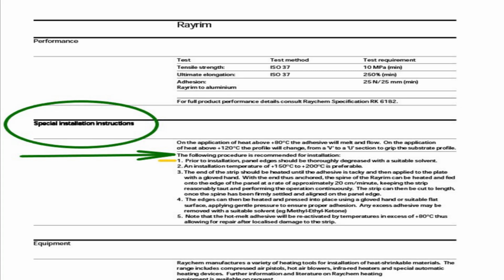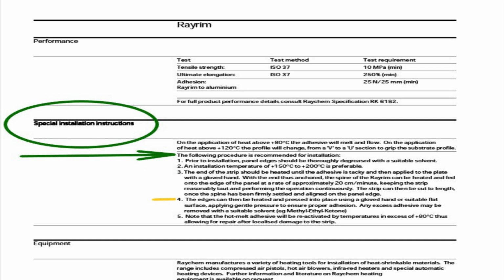1, prior to installation, clean the panels. All right. An installation temperature of 150 degrees to 200 degrees Celsius is preferred. Damn, that's hot. The end of the strip should be heated until the adhesive is tacky and then applied to the plate with a gloved hand. Blah, blah, blah. Got it. Yeah, dude, wear gloves, right?